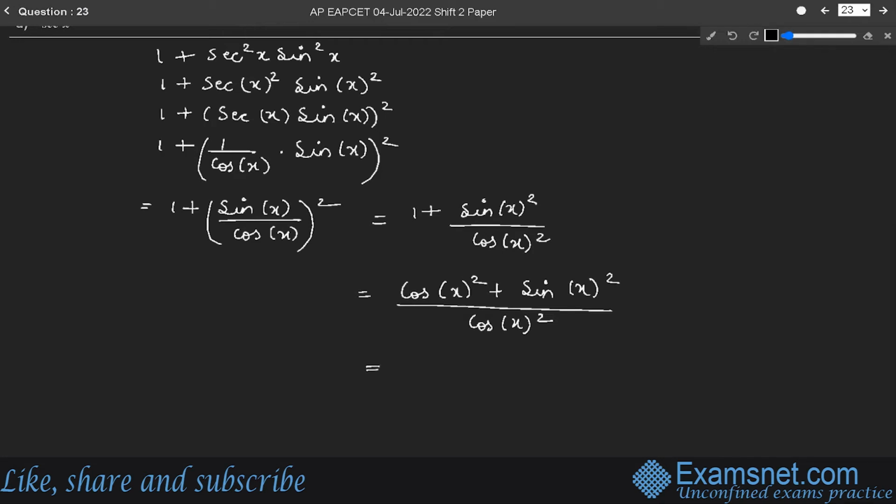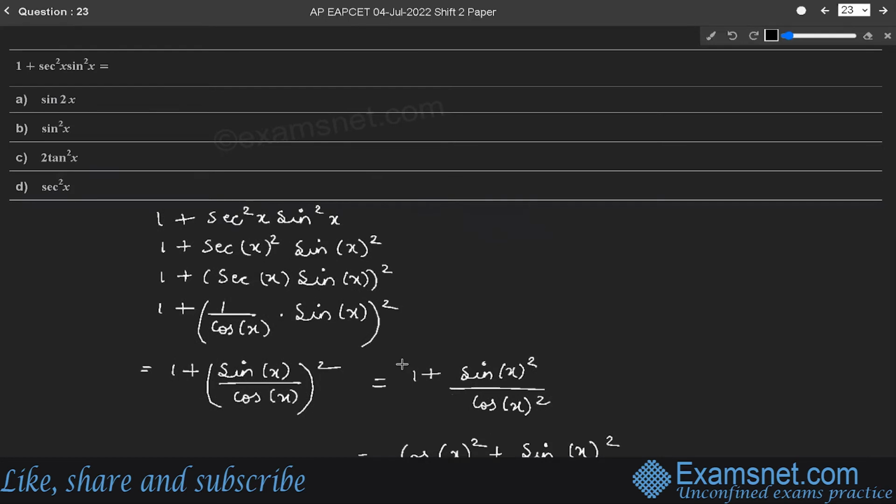So the numerator becomes 1 and the denominator is cos of x square. And we know that 1 upon cos of x square is sec of x square, and it can also be written as sec square x. So this is the desired value for the given question. So we can say that option number D is the correct option for this question.